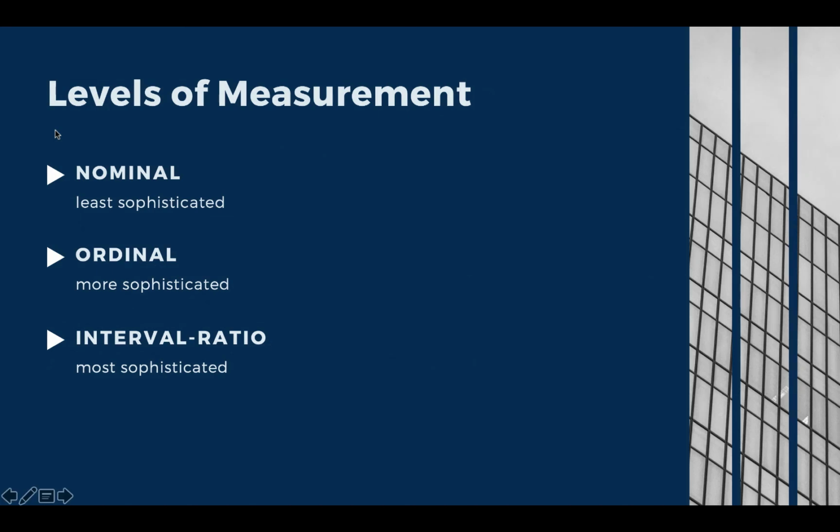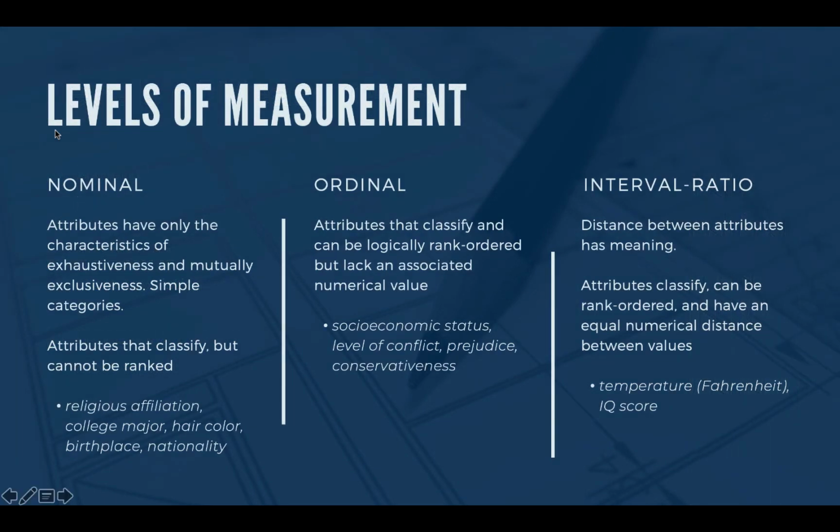I want to come back to levels of measurement. We know that there are nominal levels of measurement, ordinal levels of measurement, and interval ratio levels of measurement, and the nominal level of measurement is the least sophisticated level of measurement. And we say that because these variables only have attributes that can classify and categorize. That's it. These attributes cannot be rank ordered. So things like religious affiliation, college major, hair color, birthplace, nationality, these are things that you can't rank. You may have subjective preferences, but quote unquote objectively, these things can't be ranked. You can't rank college major. You can't rank religious affiliation. They're just categories to which people belong.